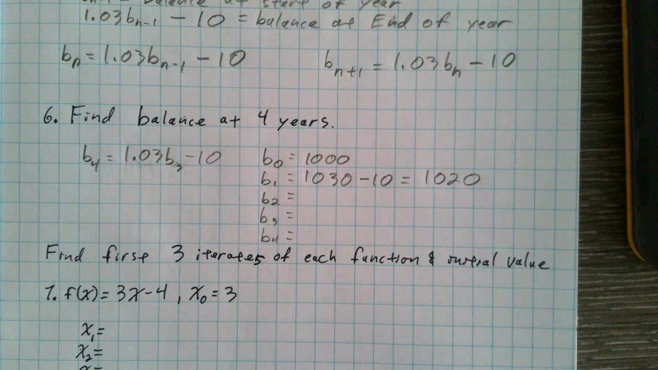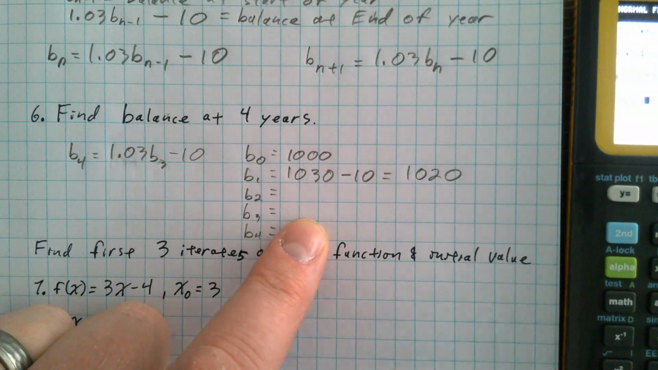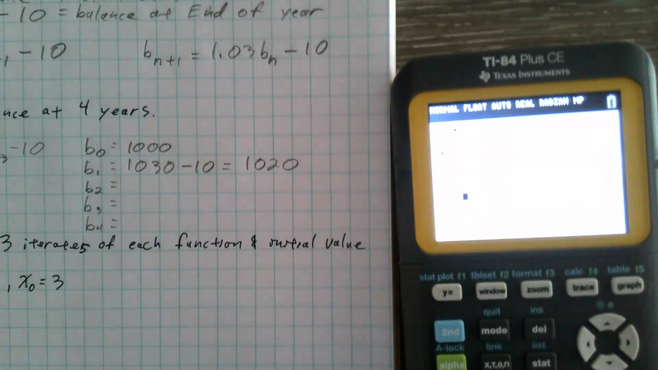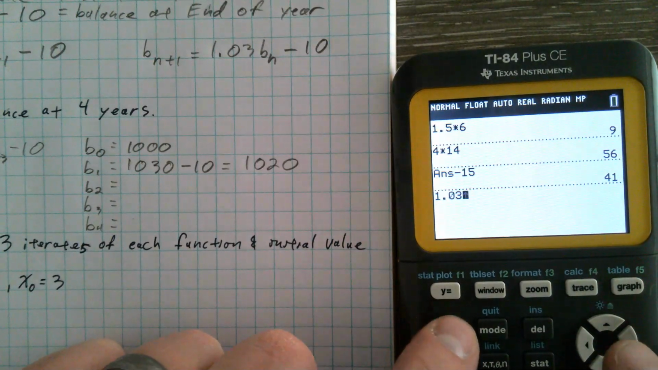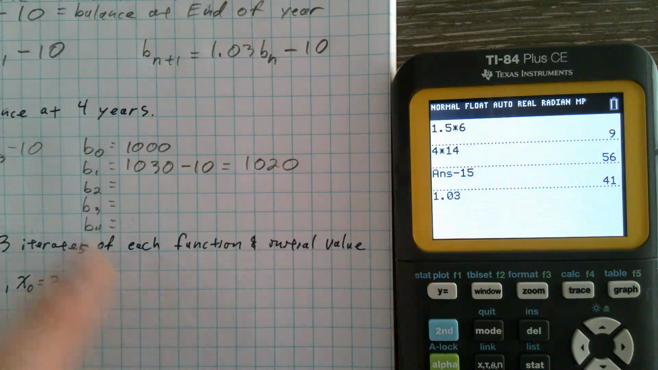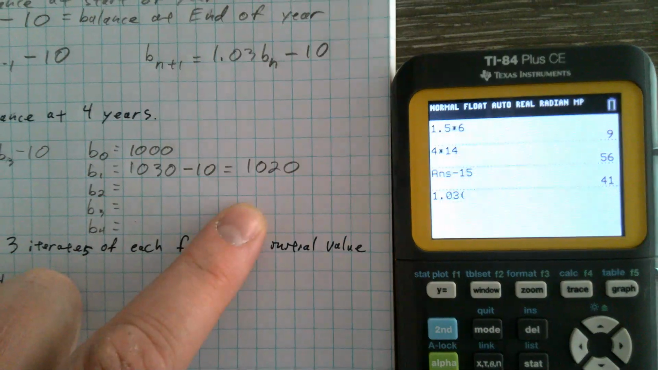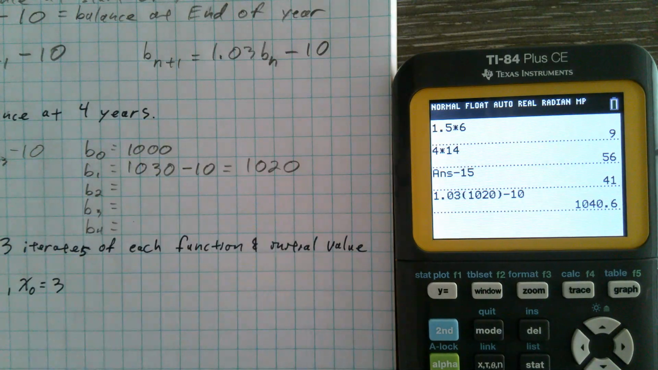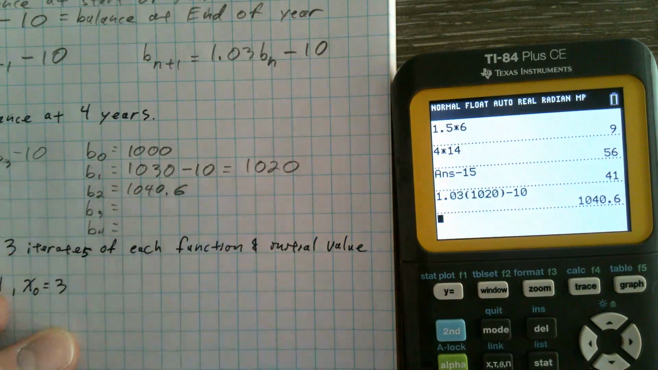Okay. Now at this point, it's a little bit more complicated. So I'm going to just switch to using a calculator. There's nothing wrong with using a calculator for stuff like this. We're going to turn the brightness down so it actually shows up on camera. There we go. Okay, 1.03 times my previous term, which is 1020, close parentheses, minus our 10, and we get 1040.6.